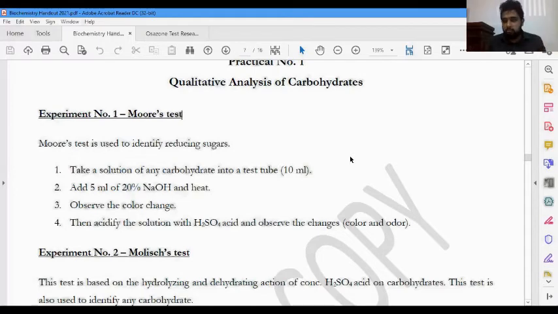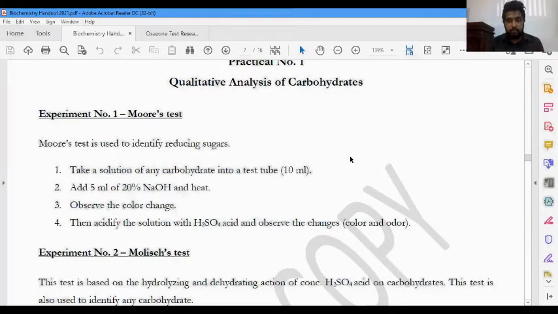I talk about this with you because it is in the curriculum, but it is not used in the real world, because the expected results can be interfered with by the caramelization process. We have other very good, simple biochemical experiments to distinguish reducing sugars, and we will discuss them in this session also. Therefore, if you are asked to distinguish reducing sugars from non-reducing sugars, never use the Moore's test.